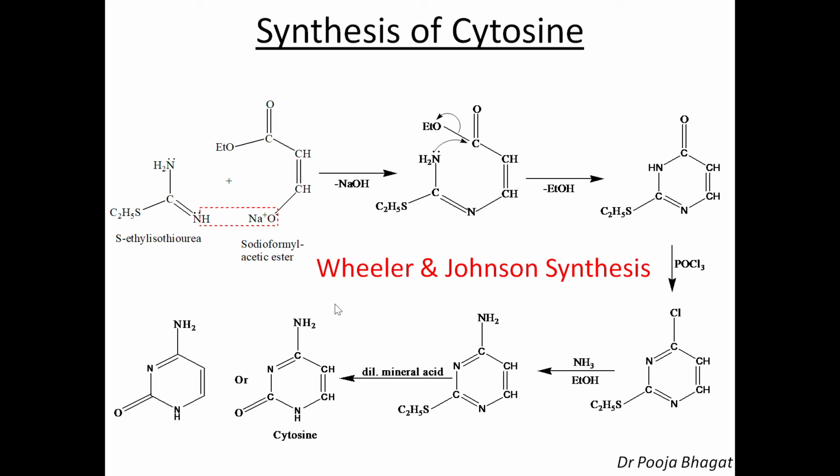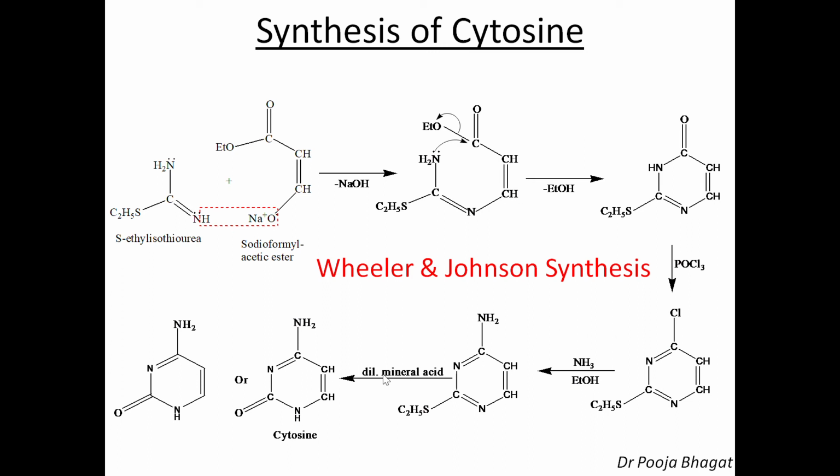So a fast recap. I show this; all of you know how to write down this structure. This also you know how to write down. Then the loss of sodium hydroxide to give this compound. Then the loss of ethanol to get the cyclic structure. Then to get the chloro group here, we have to treat it with phosphorus oxychloride. So the chloro group will come here. Then you treat it with ammonia. Then Cl will get converted into NH2.